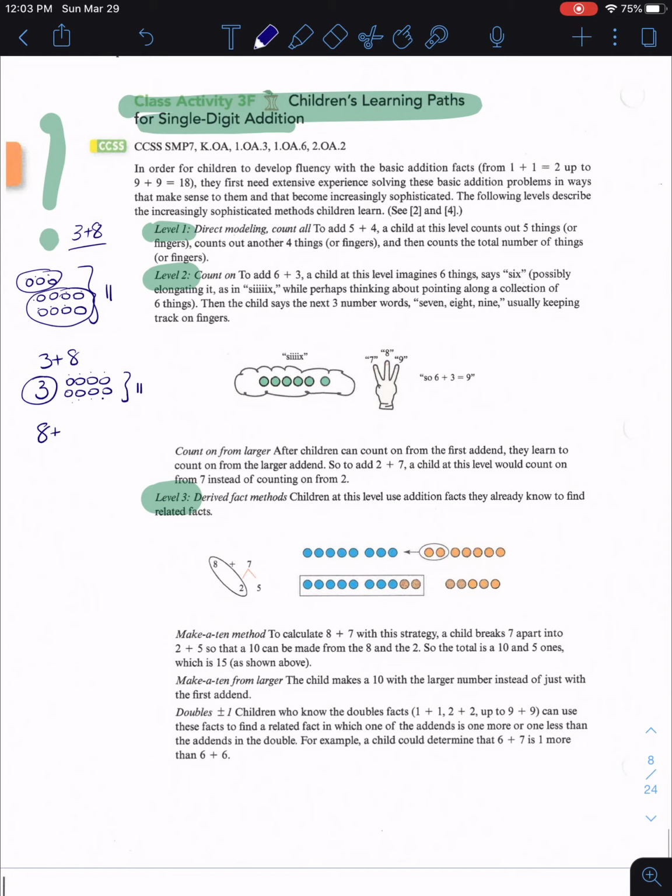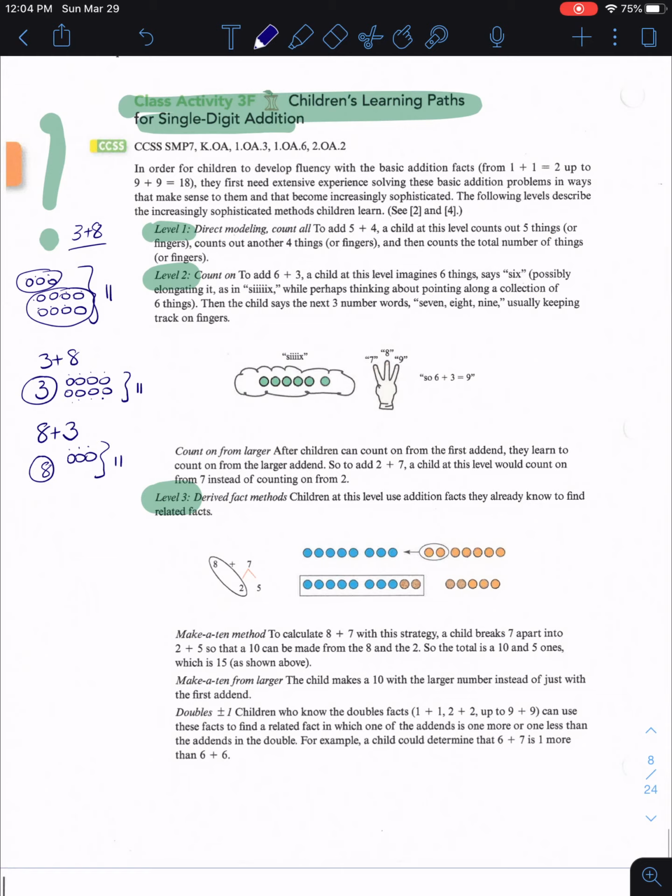Now, with 3 plus 8, there are a couple of ways to count up. There's also a method where you can take the larger number and then count up from that. So for example, let's say you have 8 and you need to count up 3 more. So this would be 9, 10, 11. This is a more sophisticated method because the student needs to recognize that addition is commutative. In other words, it doesn't matter which order you add. And the child also needs to recognize that 8 is the larger number. So instead of counting on from the smaller number, they're going to count on from the larger number. So that is levels 1 and 2.